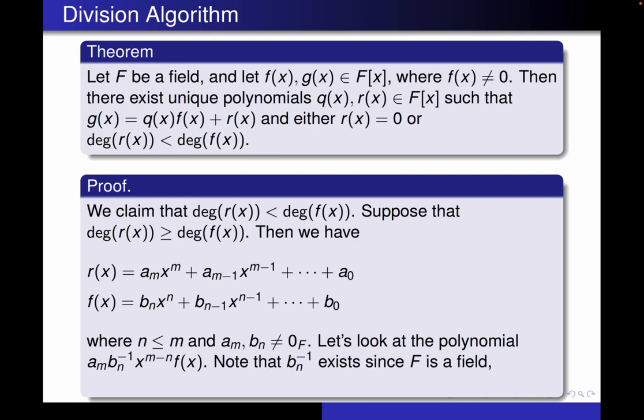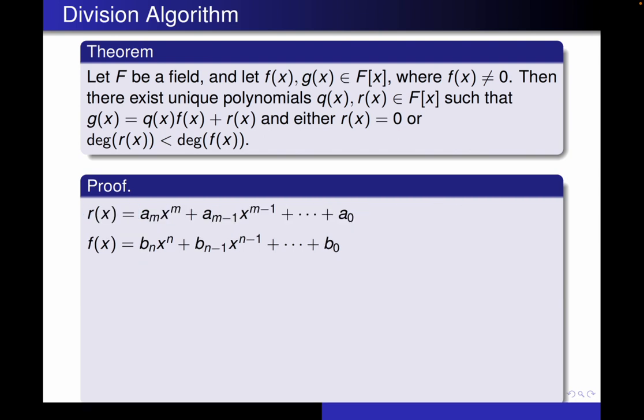So I should first note that b_n inverse exists. b_n is a non-zero element in the field, and F is a field, so every non-zero element has a multiplicative inverse. And the other thing I want to note is that x to the m minus n makes sense as well. Since n is less than or equal to m, x to the m minus n is going to have a non-negative exponent. If somehow n were bigger than m, x would have a negative exponent. That would cause us problems because that's not a polynomial. Polynomials all have non-negative powers of x.